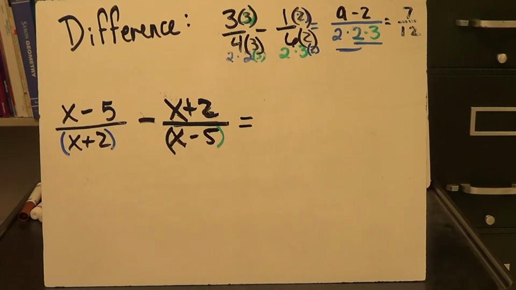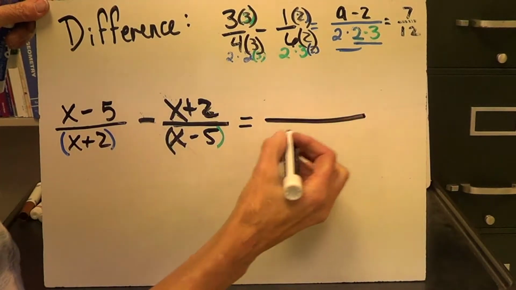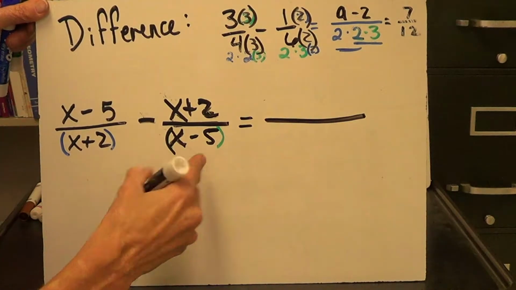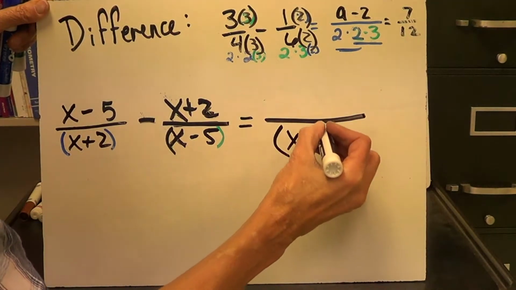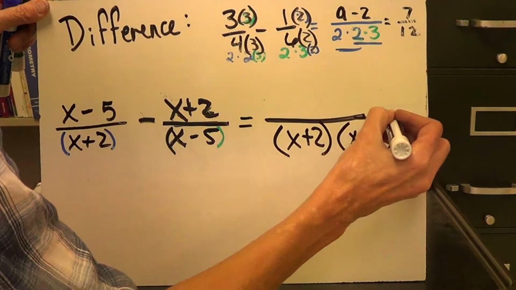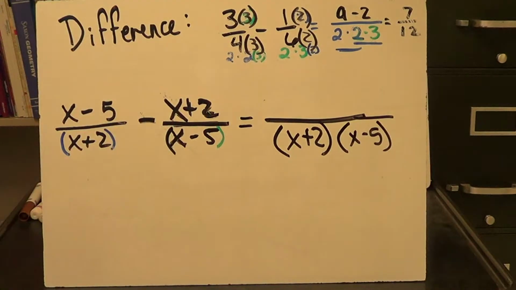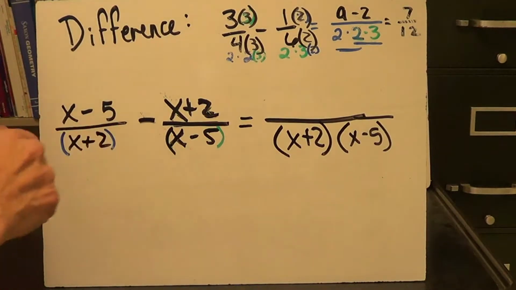Okay, so the first thing we look at, let's get our common denominator. This can't be factored, that can't be factored, so we put them both over here. X plus 2, x minus 5. Had they been the same, then we wouldn't need to multiply them to get them to have a common denominator. So the x plus 2 has to be multiplied by x minus 5.